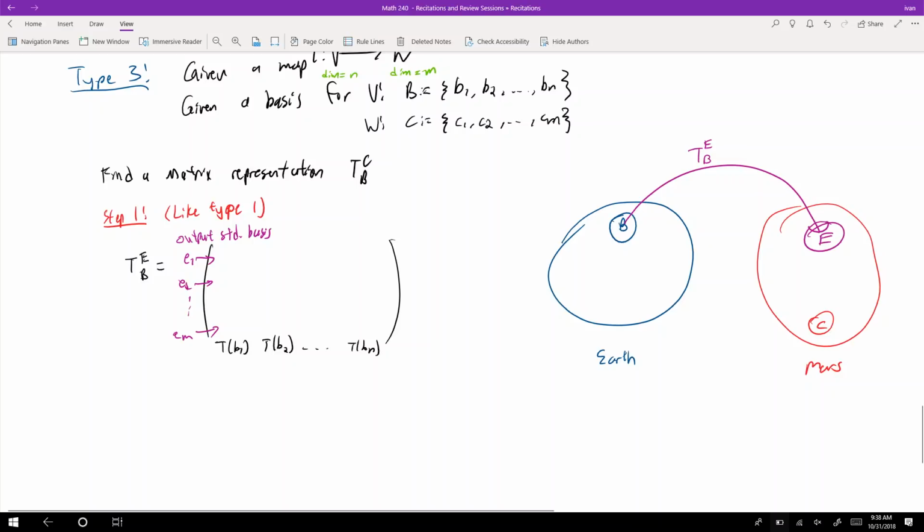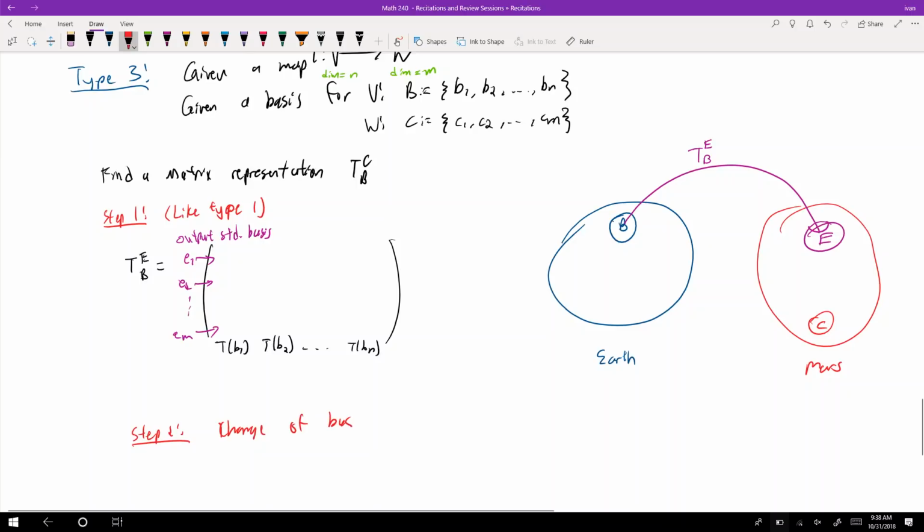In the type 1 problem, that's where we want to end up. In this type 3 problem, we want to end up at basis C instead. So you need to change your basis, right? So that's the next step. Change a basis. PEC in the output space.